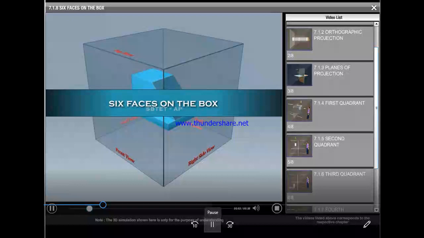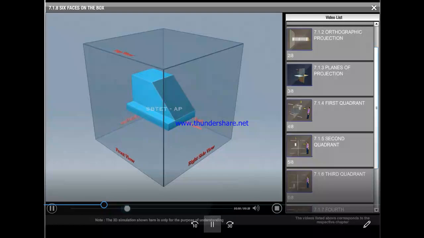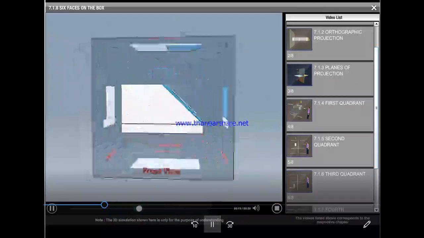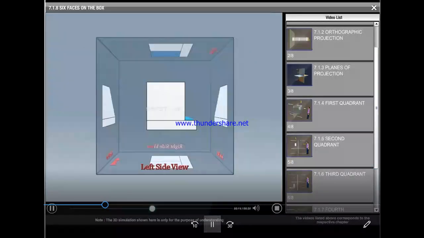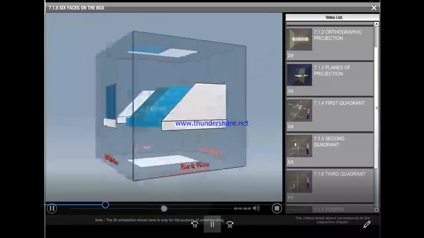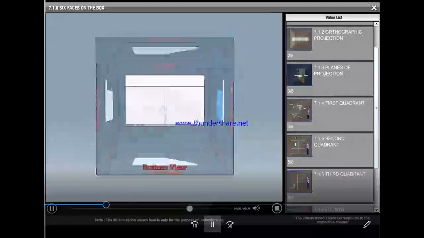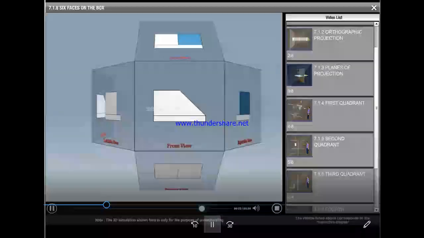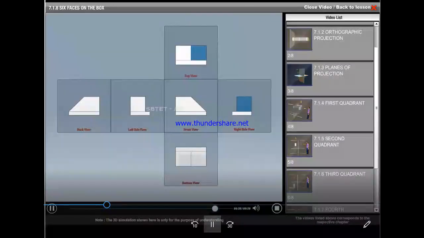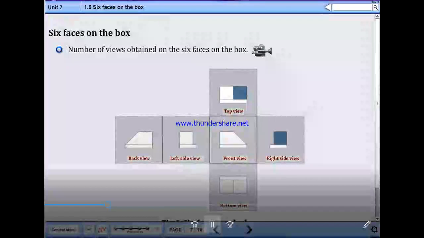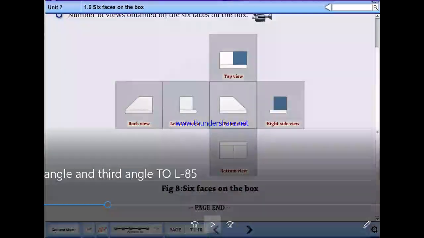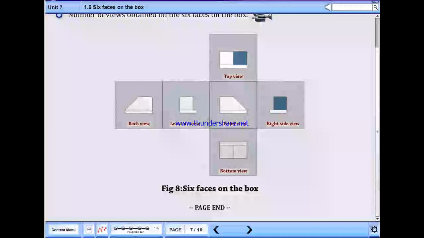Six faces of the box. In this video, we will see how a solid is projected on the six faces of a box. A solid is placed in a transparent box and the six views of the solid are projected on the six faces of the box. The six views are arranged by a simple layout. Note down the six faces of the box.